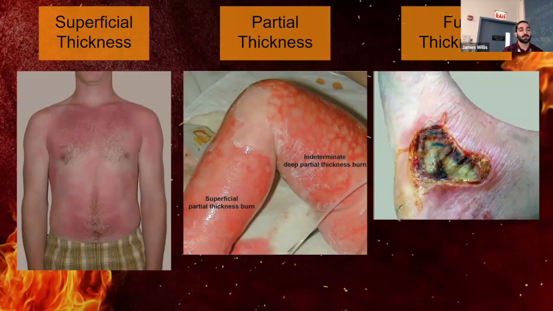These burns result in a leathery, stiff, and dry appearance. They can often appear white or charred. At this depth, it doesn't blanch due to the compromised blood supply. The nerves are also damaged, so it's typically not initially painful, and they take upwards of 8 weeks to heal with surgical revision.